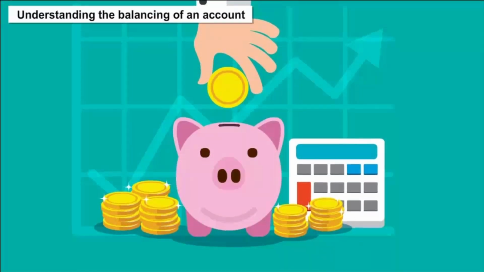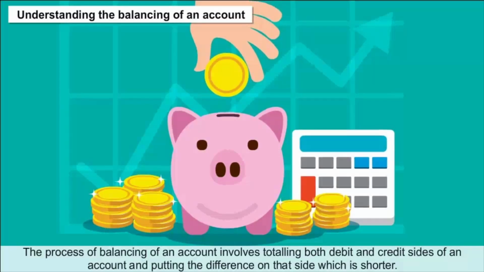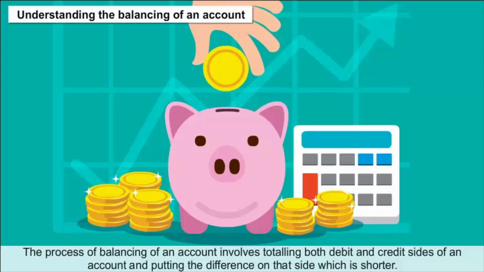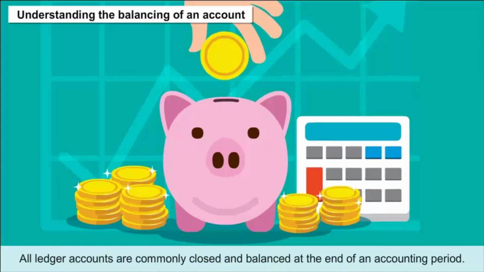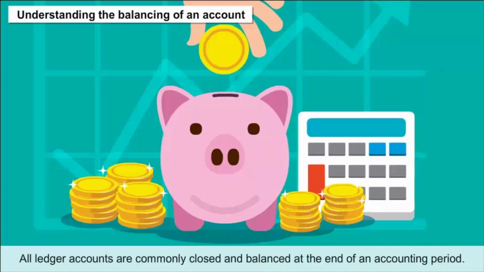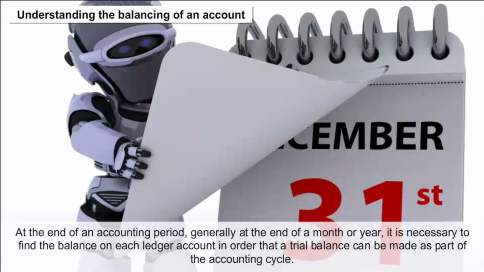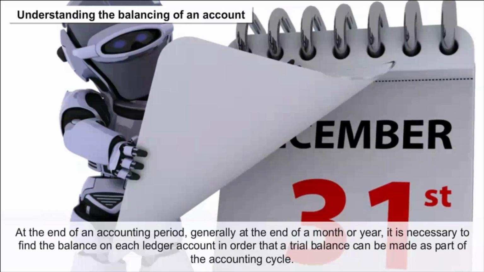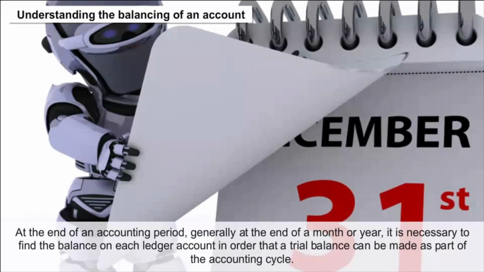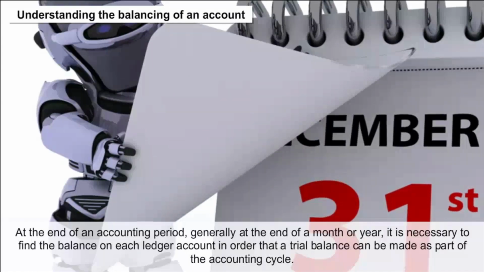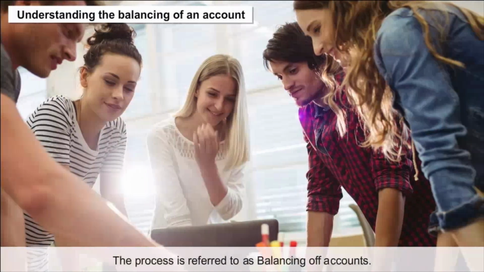Understanding the balancing of an account. Balancing of an account is to total both debit and credit sides of an account and putting the difference on that side which is shorter. All ledger accounts are usually closed and balanced at the end of an accounting period. At the end of an accounting period, generally at the end of a month or year, it is necessary to find the balance on each ledger account in order that a trial balance can be made as part of the accounting cycle. The process is referred to as balancing of accounts.